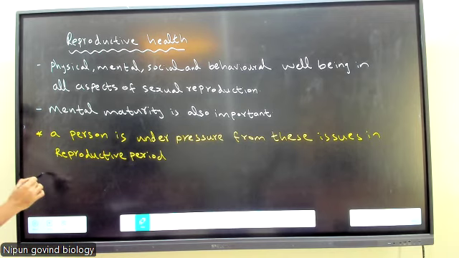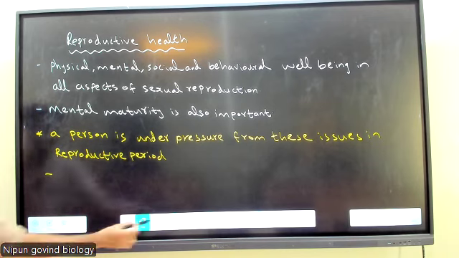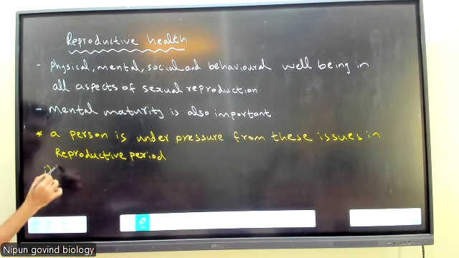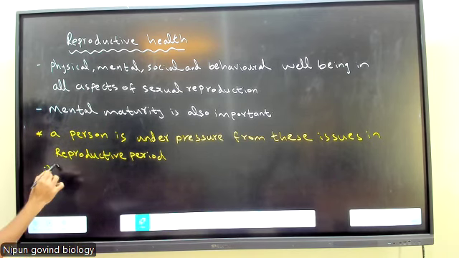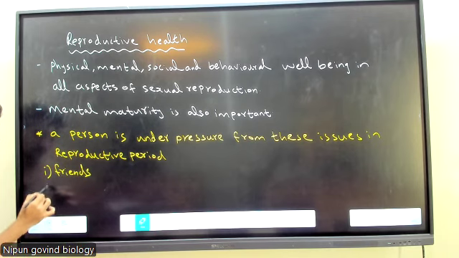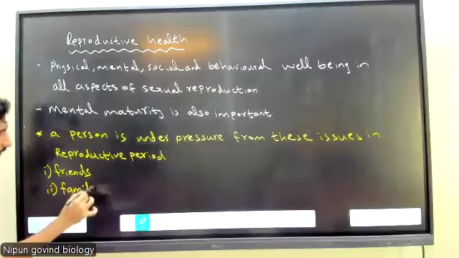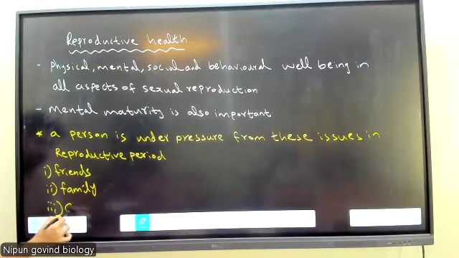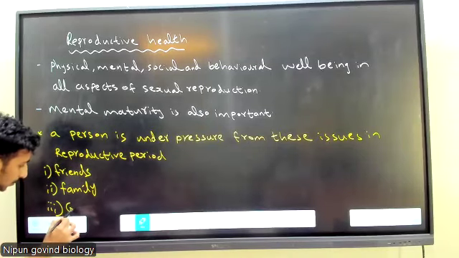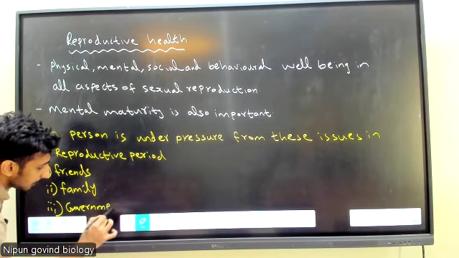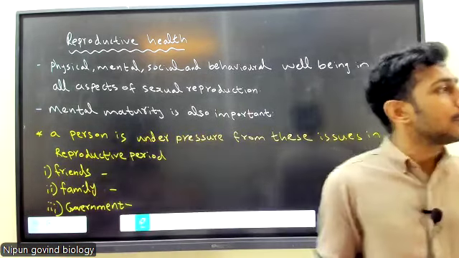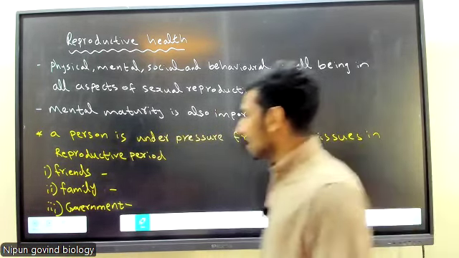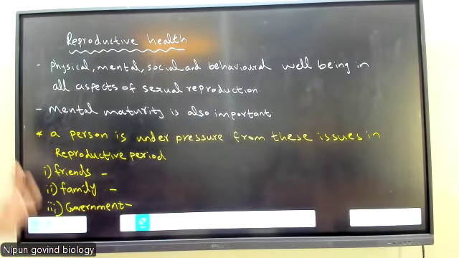Okay, guys, listen. Which are the three issues? Friends, family, government. A person is under pressure from these three. Friends will encourage you to get involved in different activities.